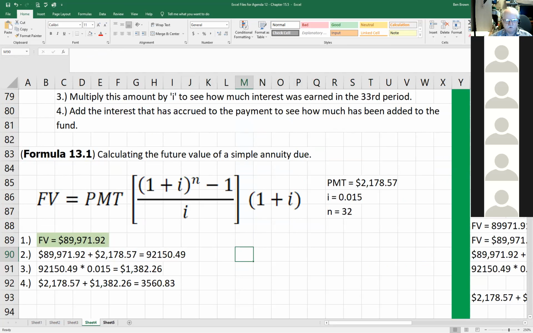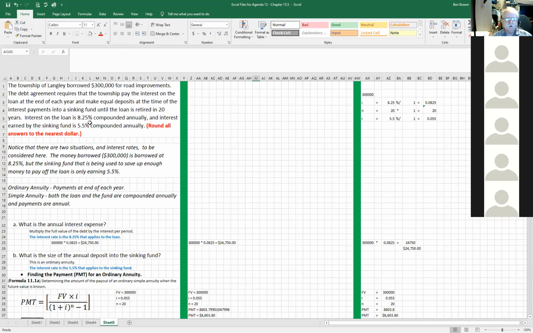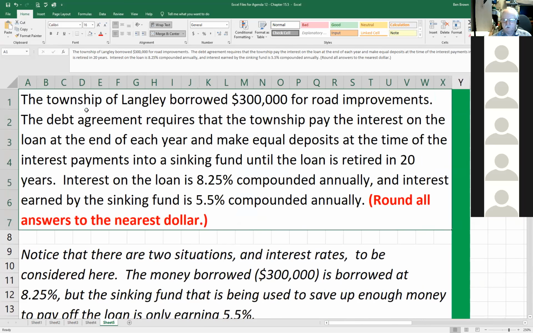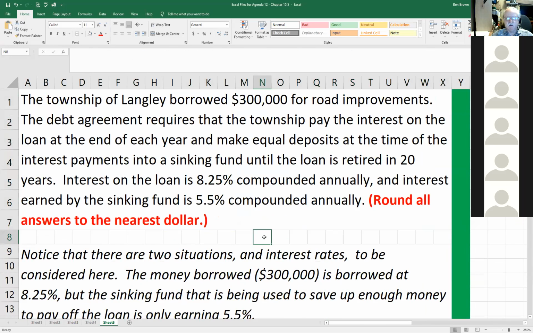So we've only got one other question to look at. Let's see if they've done anything terrible to us here. So the township of Langley borrowed $300,000 for road improvements. The debt agreement requires that the township pay the interest on the loan at the end of each year and make equal deposits at the time of the interest payments into a sinking fund until the loan is retired in 20 years. Interest on the loan is 8.25%.